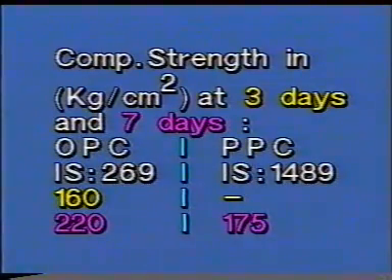At 7 days, the standard value of ordinary Portland cement is 220 kg per centimeter square, and for Pozzolana Portland cement, it is 175 kg per centimeter square. Likewise, the compressive strength values of other cements can also be tested and compared with the given codal values.